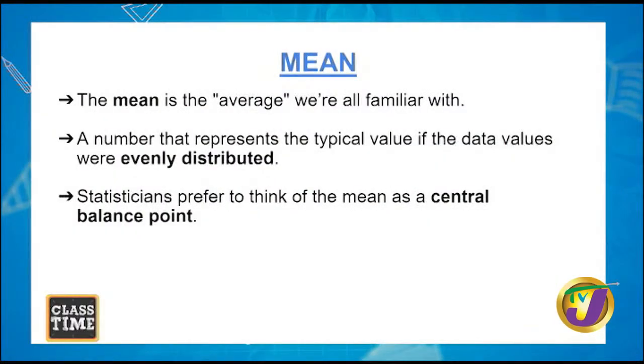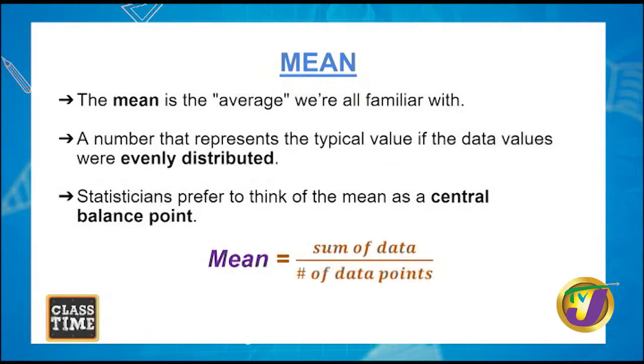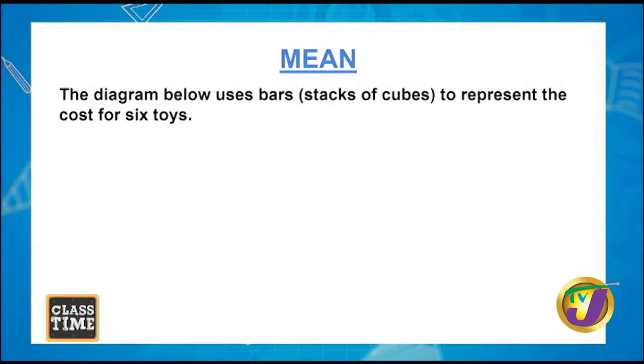Okay, thank you, Latoya. Firstly, we have the mean, and that is a common average most persons are familiar with. It is a number which represents the typical value if the data set was equally distributed. Statisticians prefer to think of this as the central or balance point. The mean can be found by taking the sum of the data values divided by the number of data points.